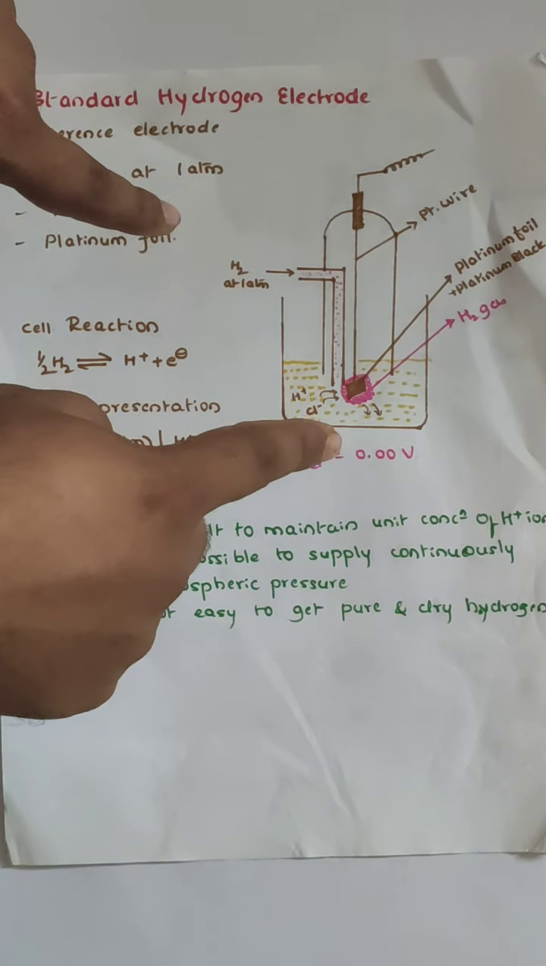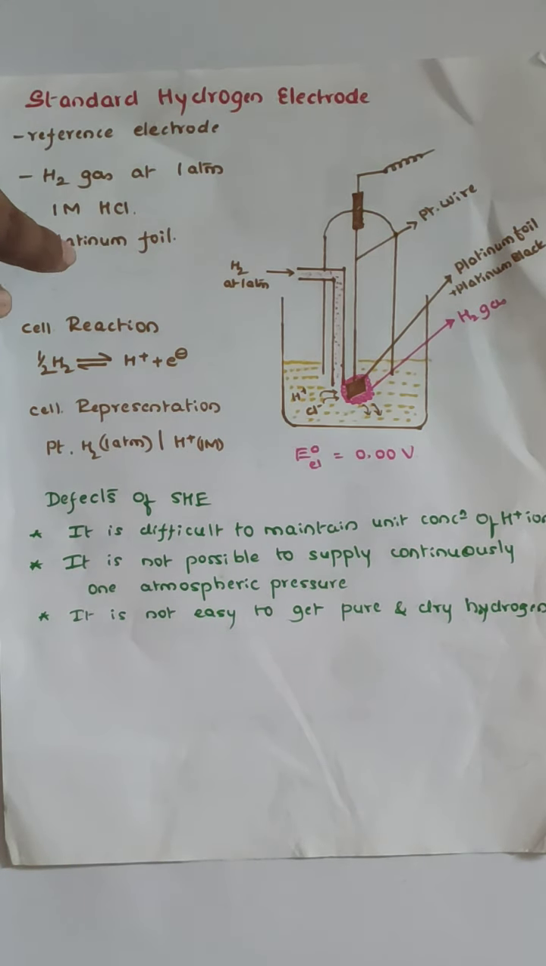solution of hydrochloric acid. The cell reaction is given by half H2 in equilibrium with H plus ions in the solution plus electrons. This is a reversible reaction, therefore it is represented with the equilibrium sign. The cell representation is given by platinum, H2 at 1 atmospheric pressure, single vertical line, H plus ion in the aqueous solution.